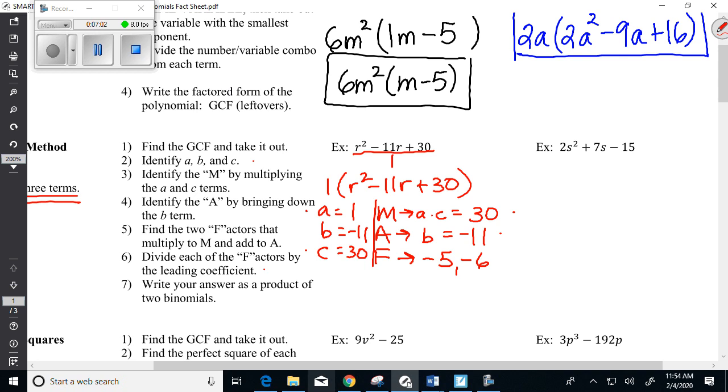You divide each of the factors by the leading coefficient. The leading coefficient is your A value, which was 1. But if you divide that by 1, nothing changes. So your factors would be r minus 5 and r minus 6. The order wouldn't matter as long as you have them in your problem.